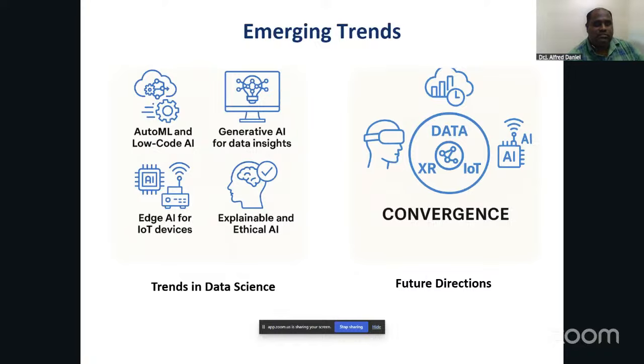And so low-code AI is an important takeaway, and Gen AI, which is feasible for data insights. I've also discussed edge AI, which plays an important role in drone analytics, and ethical AI. For all these, data science is predominant, and the convergence, the future direction, the digital twins which we are talking about.